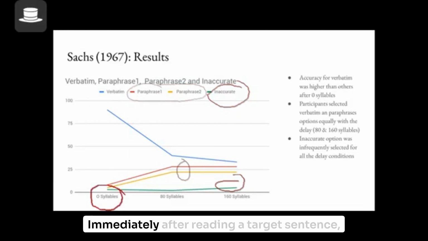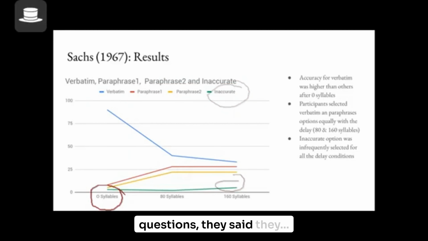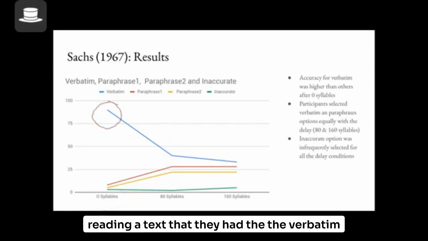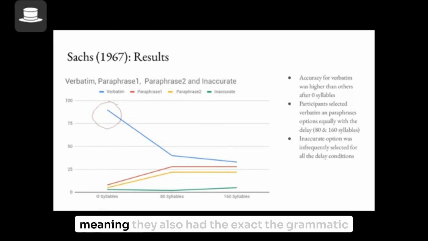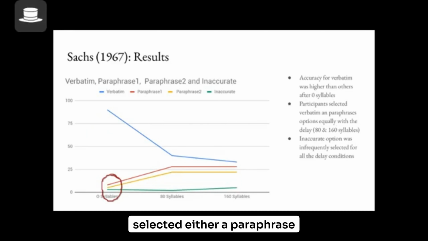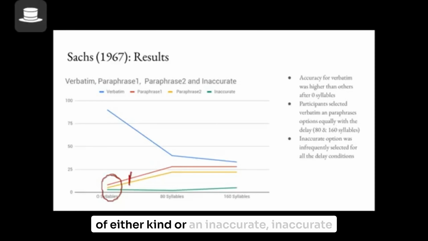And if you look at it, let's look at one IV first, which is immediately after reading it. Immediately after reading a target sentence, when participants were presented with questions, they accurately selected option A, the verbatim. In other words, immediately after reading a text, they had the verbatim information about it. They remember the meaning. They also had the exact grammatical structure of it.